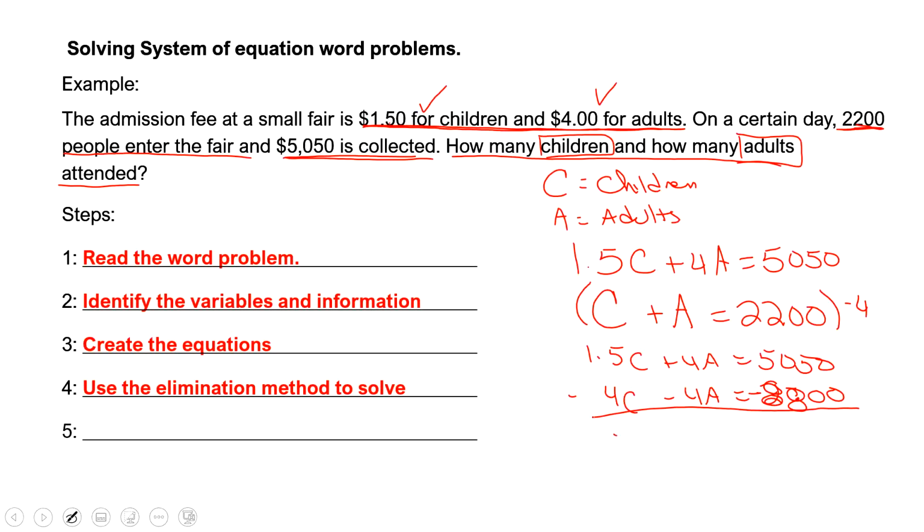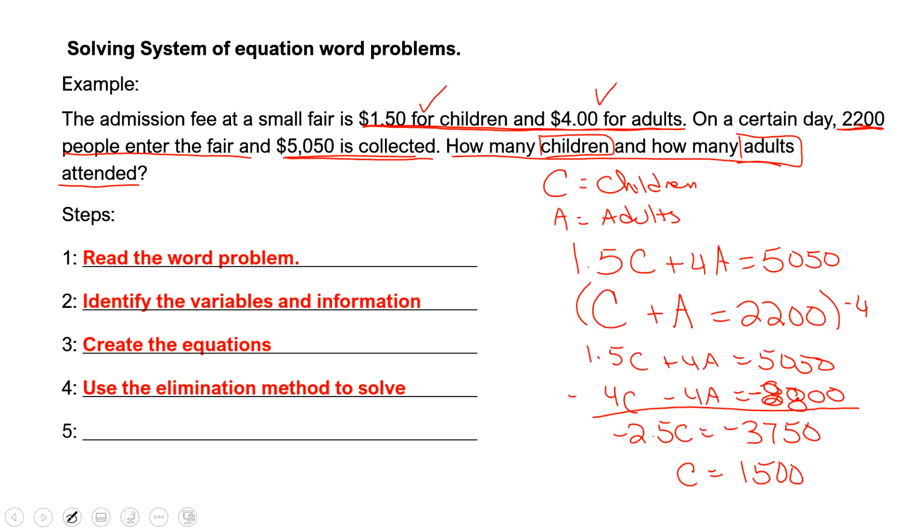When we do that math, we get negative 2.5C equals negative 3750. I know it's a weird problem. I did this one as an example because it is weird. Some of these you are going to end up dealing with decimals. So now I divide 3750 by 2.5, and when I do that, my C number becomes 1500.